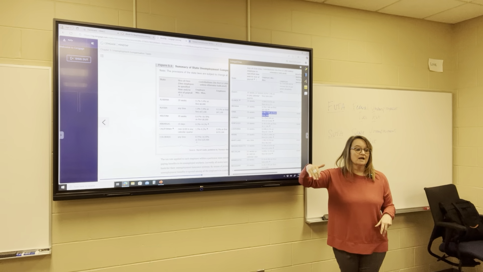There are certain other industries where they naturally don't have a lot of turnover. CPA firms, they usually don't have a whole lot of turnover. People stay there for a long time. They don't use it as much, so those rates for the employer are going to be lower.